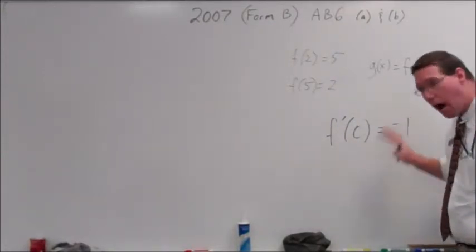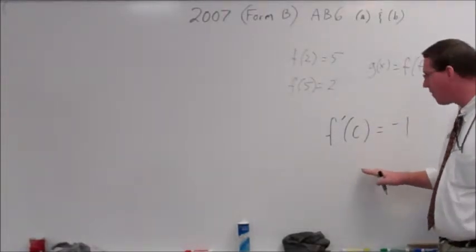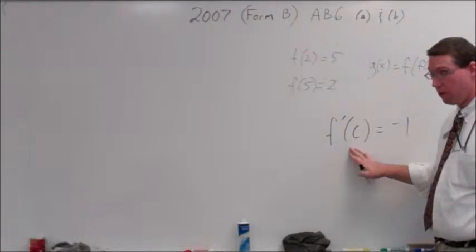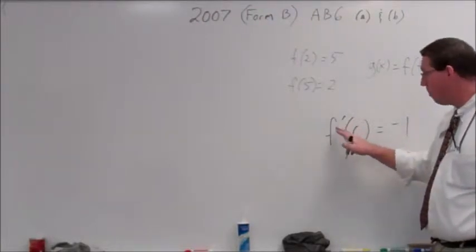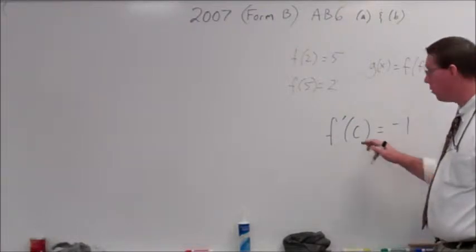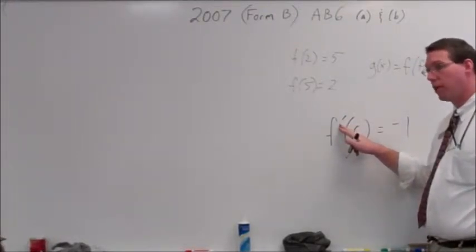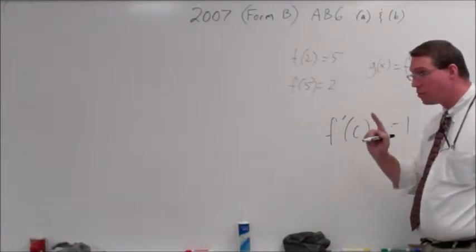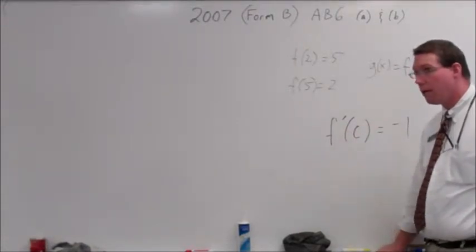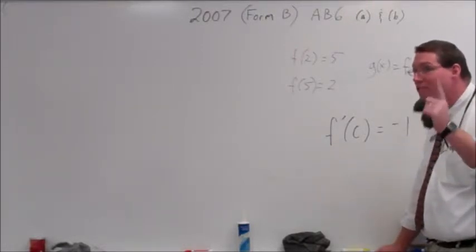You've got to get those things right. c does not have a slope. c is an x value. Okay? The slope of f at c is -1. Now, you were on to something there, Elizabeth. You said average rate of change, and I said, no, wait, not average rate of change. What's the other one? Instantaneous rate of change. Instantaneous rate of change.